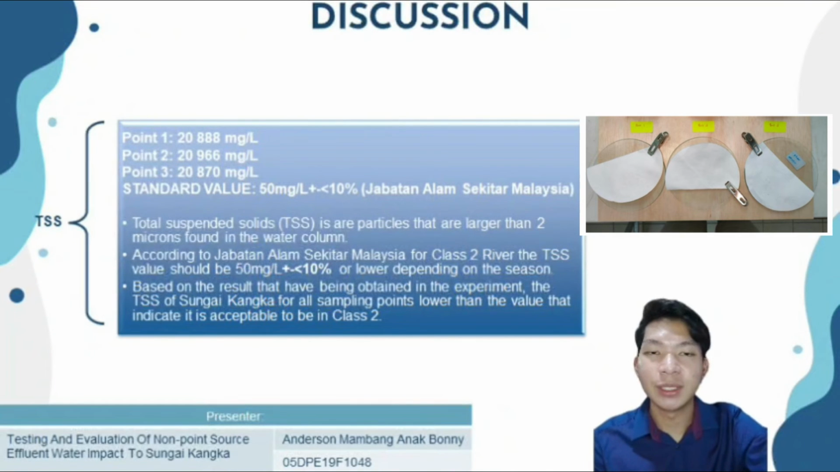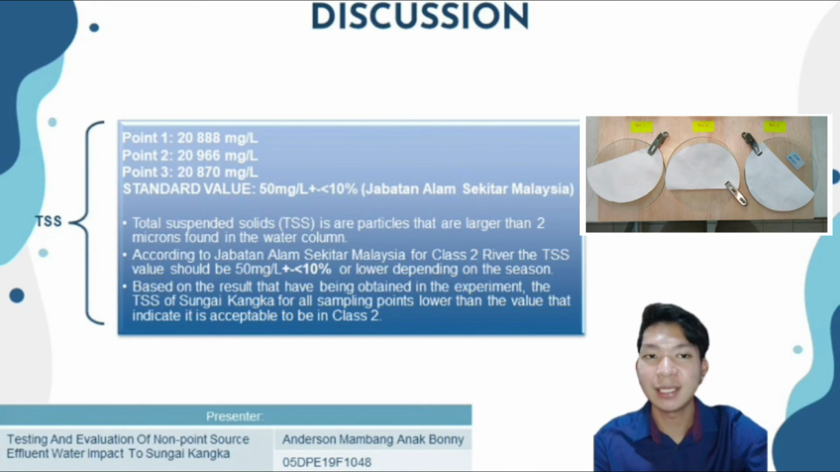Next, discussion for the TSS, or known as total suspended solid. Point 1 is 20888 mg per liter, and point 2 is 20966 mg per liter, and point 3 is a bit more in the middle, which is 20870 mg per liter. Standard value is 50 mg per liter, plus or minus 10%, from the Jabatan Alam Sekitar Malaysia.